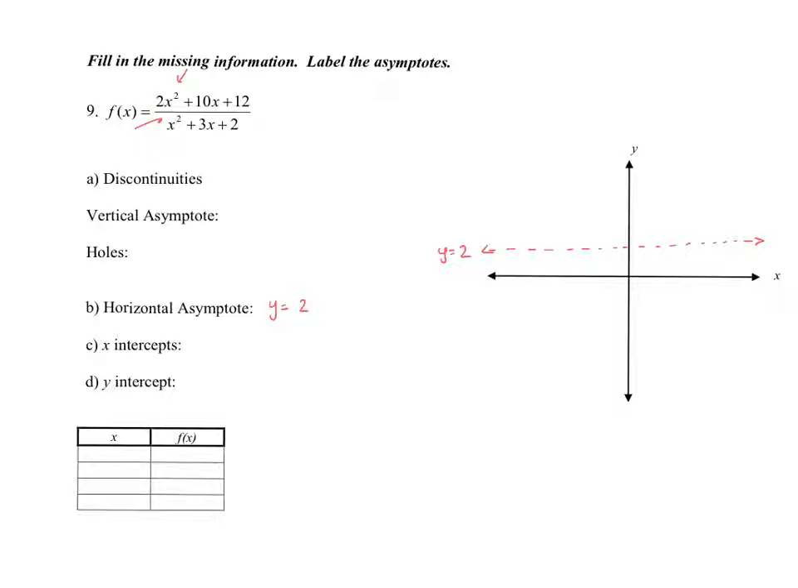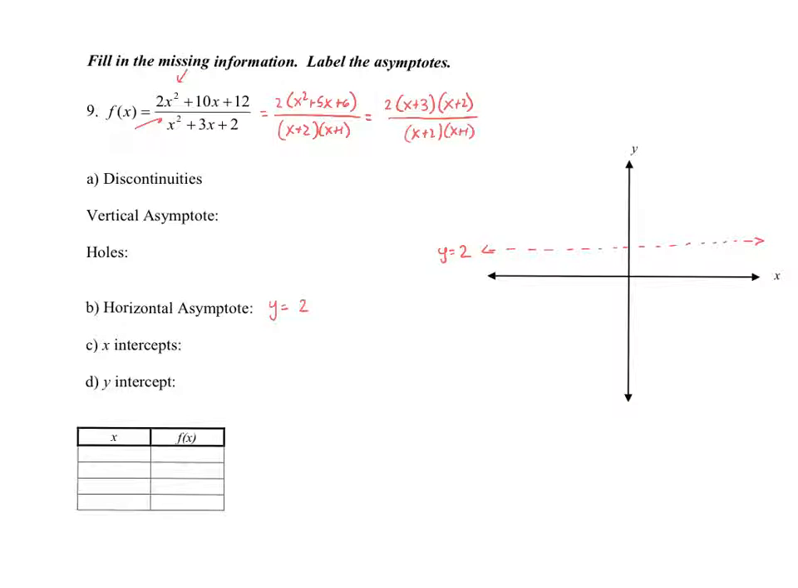Okay, so now I've identified my horizontal asymptote. I'm ready to go ahead and factor. So in the numerator, I can pull out the 2, and I'm left with x squared plus 5x plus 6. And in the denominator, I'll go ahead and use sum product factoring, and that's x plus 2 times x plus 1. Okay, finishing up the numerator, I'll have 2 times x plus 3 times x plus 2 all over x plus 2 times x plus 1.